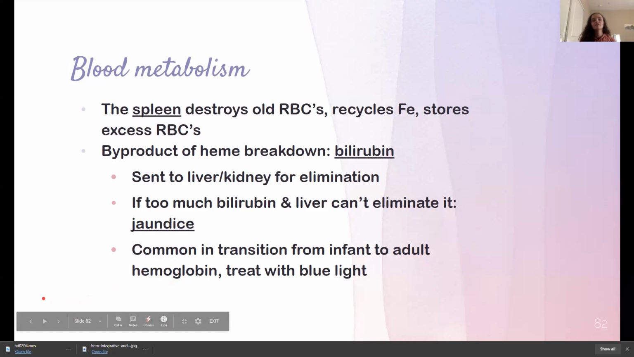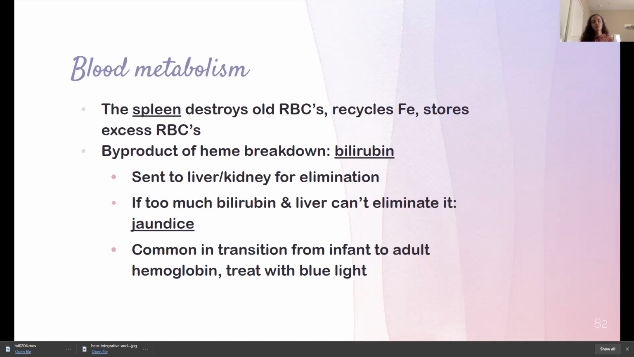So, blood metabolism. One of the most important structures in your body is the spleen, and the spleen is basically like a regenerative organ. It'll destroy old red blood cells and recycle iron, and it also stores excess red blood cells. One byproduct of heme breakdown is bilirubin, and bilirubin is actually a toxin that needs to be eliminated. Once it forms, it's sent to the liver and the kidney to be eliminated, but if too much bilirubin is formed and the liver is not able to eliminate it, that causes a disease called jaundice.